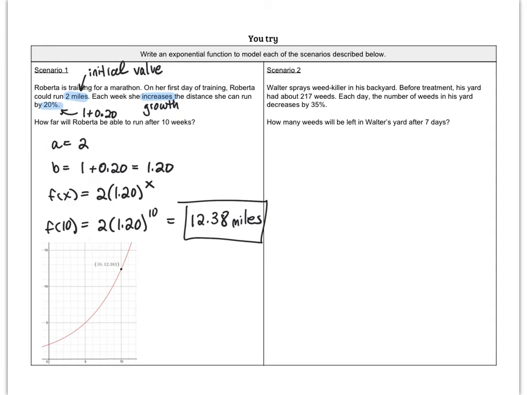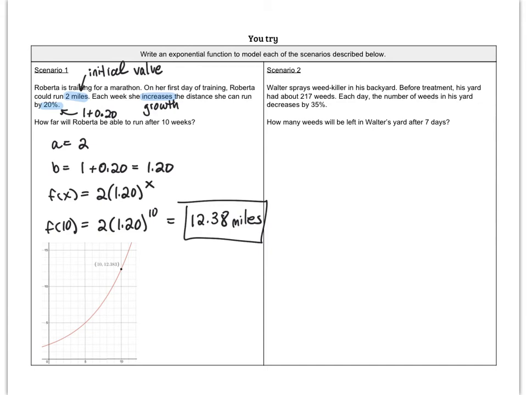So here's the answer to the first one. Our initial value was 2 miles. That's how far Roberta could run at the start. She increased her distance every week, so we know this is an exponential growth function, and that increase was by 20%. So we're going to add 20% to 1. 1 plus 0.20 is 1.20, or 1.2. So then we can write our function. f of x equals 2 times 1.20 to the power of x.